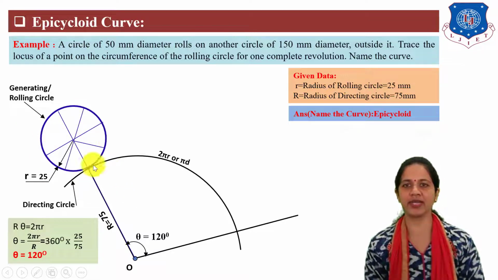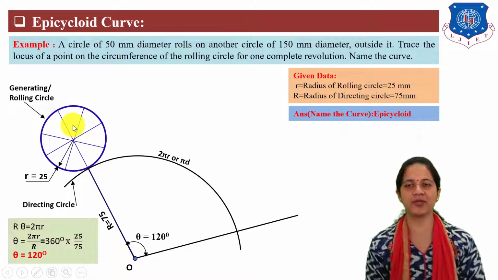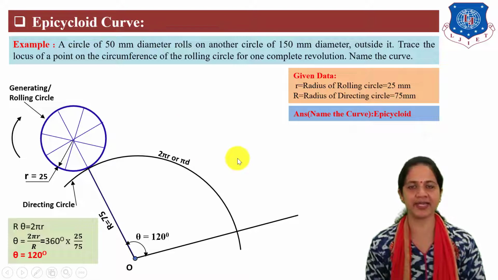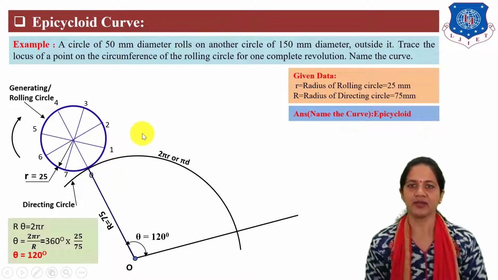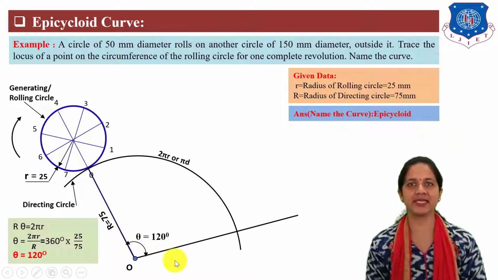Next, divide this rolling circle into equal 8 parts at 45 degree angle. Here, the rolling circle rolls in clockwise direction outside the directing circle, so mark division points of the rolling circle in anti-clockwise direction. Next, divide this theta degree angle into equal 8 parts, because the number of divisions of the rolling circle is taken as 8.